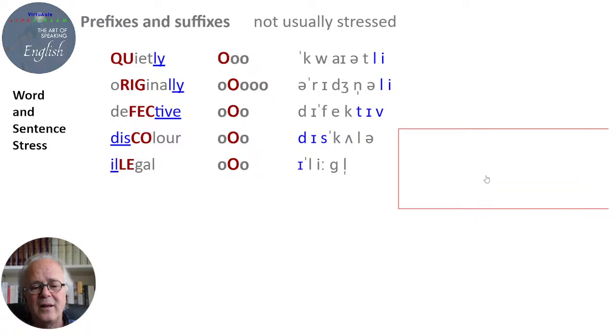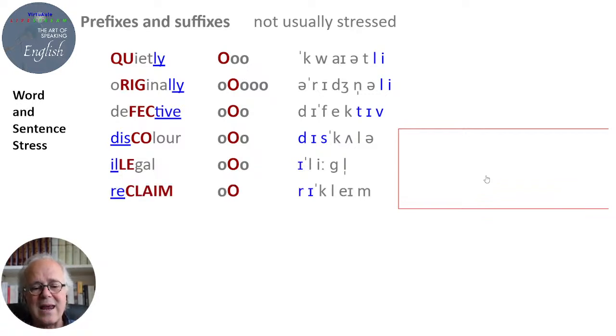Illegal. You'll see that the first syllable is not stressed. The second syllable is stressed. Illegible. Illogical. You see there's a pattern. Discolor, discover, discomfort. You can see that there's patterns here.